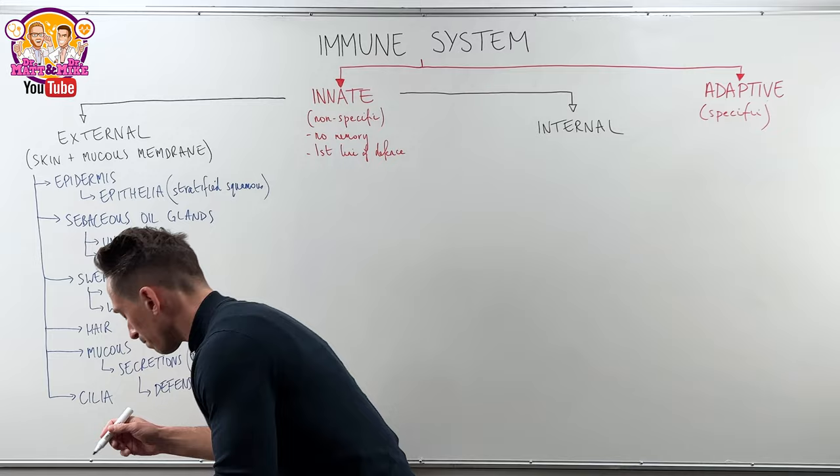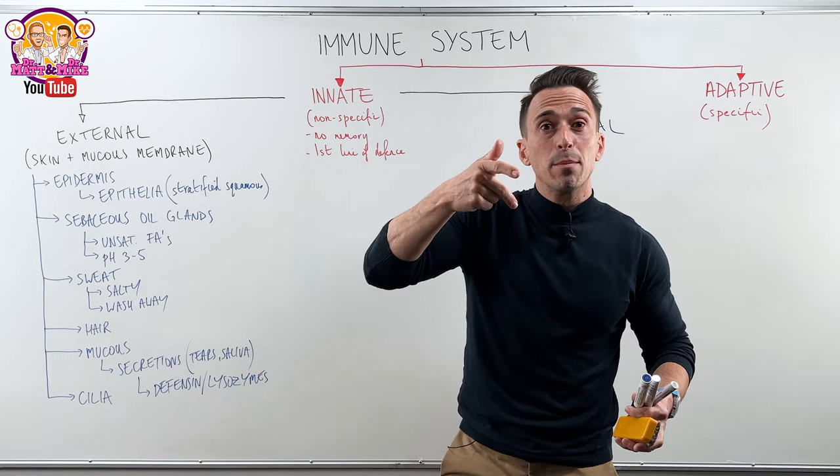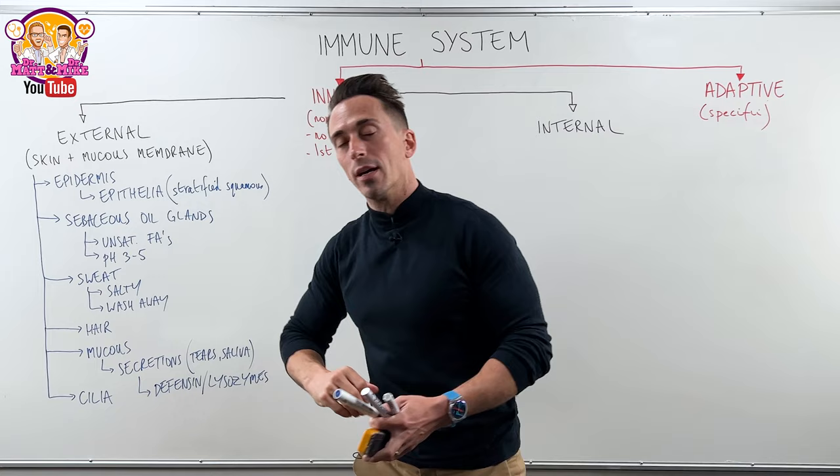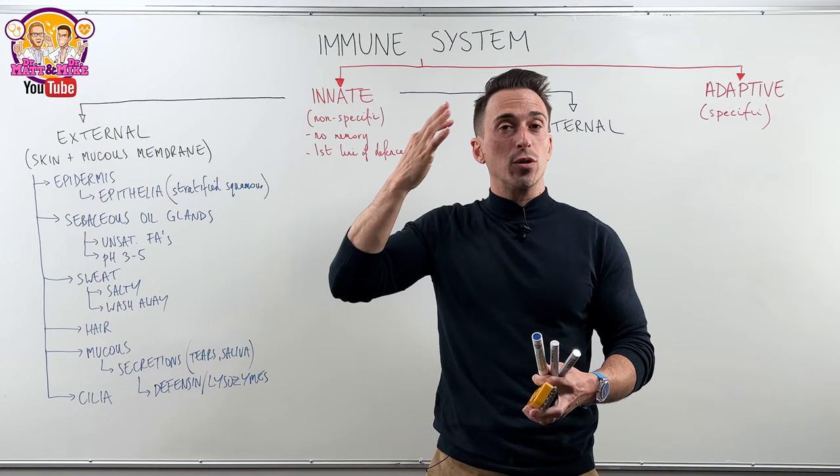Now, cilia is different to the hair on our head, eyelashes, and nose. Cilia can actually move, they beat. Now, when you inhale particles or pathogens, it gets caught in the mucus in our airways, and the cilia can move these pathogens caught in the mucus. We can cough it up, or we can swallow it down our esophagus into our stomach.